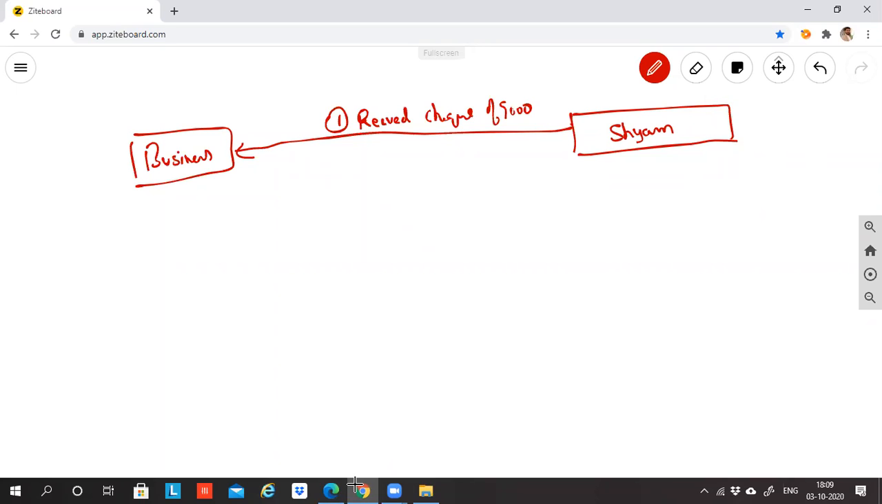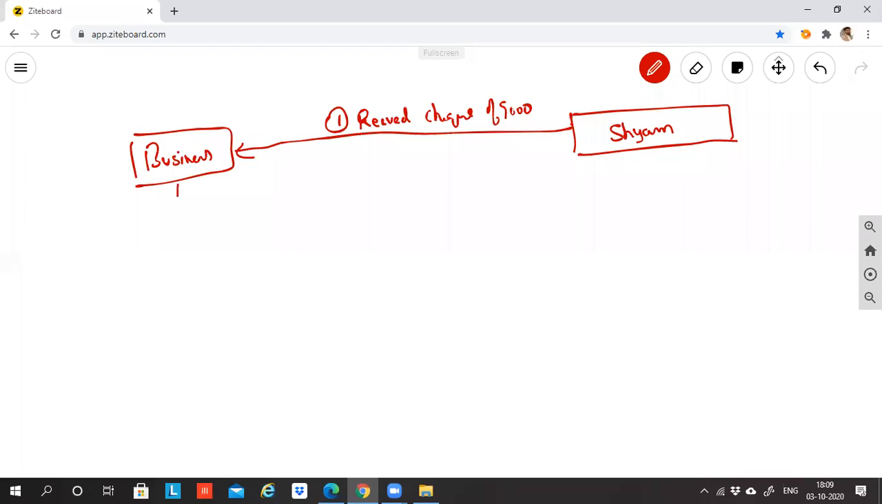Yes, Rakesh. What will be the next step? After receiving the check from Shyam, what will the accountant do? So the accountant would credit Shyam's account. Correct. So let's assume that whatever check is received from Shyam is deposited on the same day.